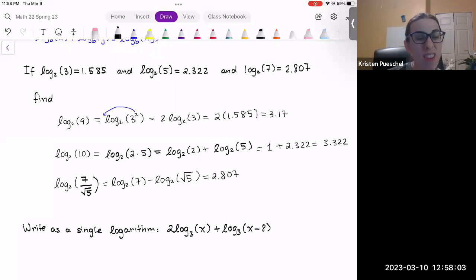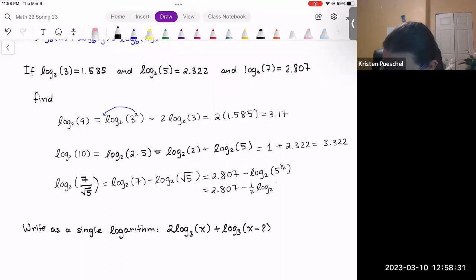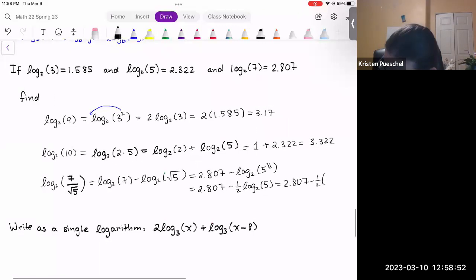Log base 2 of square root of 5 is not, but it's related to 5. We can express that square root as a 1/2 power. And so this is 2.807. Using property 3, that power inside that we're not sure how to deal with, you just pull it out front as minus 1/2 log base 2 of 5. So we can take coefficients from outside and pull them up into the power, or if we don't like having them in the power, we can push them down in front as a coefficient. Okay. And so this gives us 2.807 minus 1/2 times 2.322.